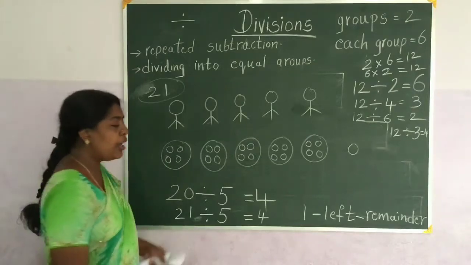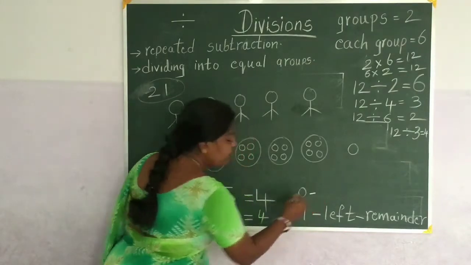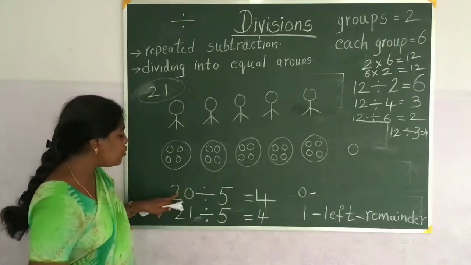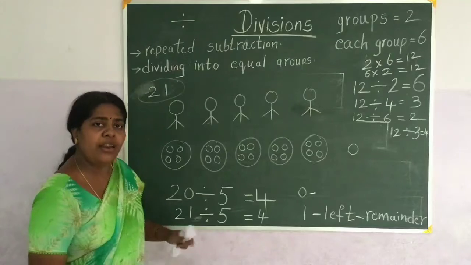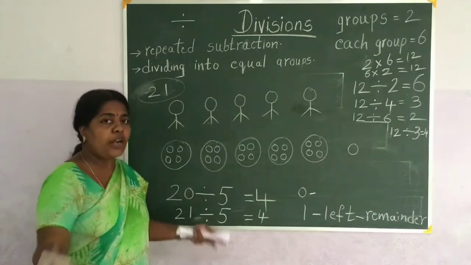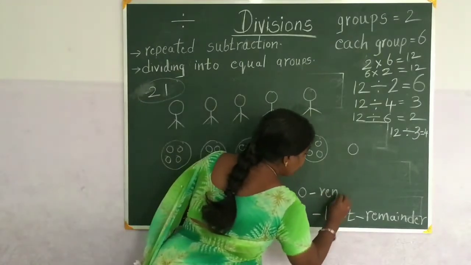So here any laddus are left here? No. Here no laddus are left. That means 0. So in this case 20 divided by 5 is equal to 4. So what is 0 there? Remainder, because no laddu is left over there. So 0 is remainder.